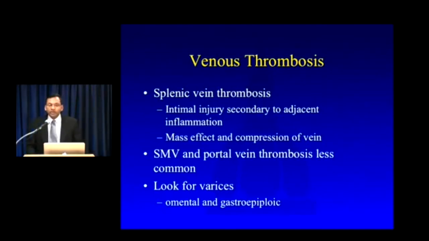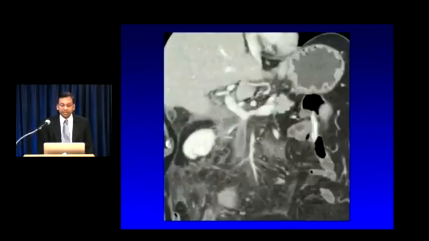Now, always be clued into the presence of possible thrombosis anytime you see varices. If you see varices that you can't explain, you need to go back and look and see whether there's either thrombosis or severe mass effect on the veins that's causing narrowing.